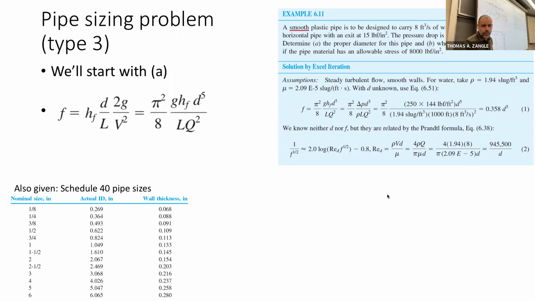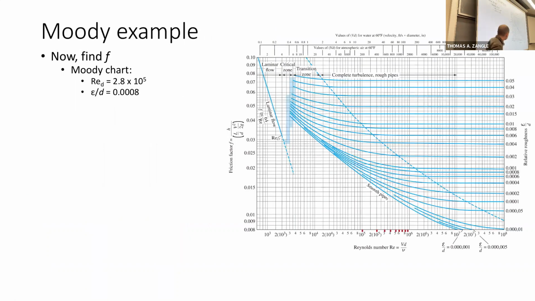So let me just go back. On the Moody chart, this is from our previous example, right? This is the Prandtl relation, or the relationship for a smooth pipe. So you could use this line on the Moody chart in order to solve the problem that we're working on right now.